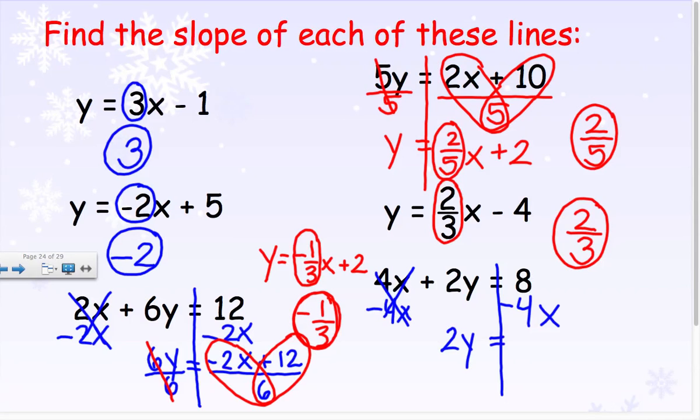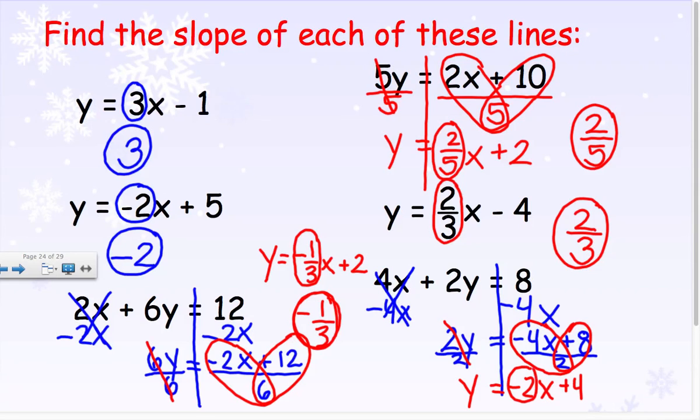2y equals, I always do the negative 4x first, 8 is positive. Divide by 2. I do my heart. Negative 4 divided by 2 is negative 2. 8 divided by 2 is 4. So the slope of this equation is negative 2.